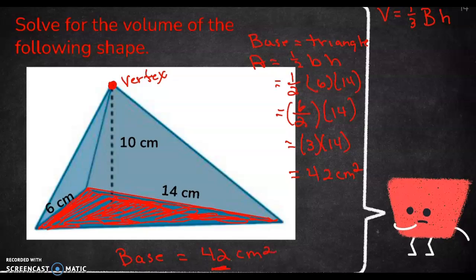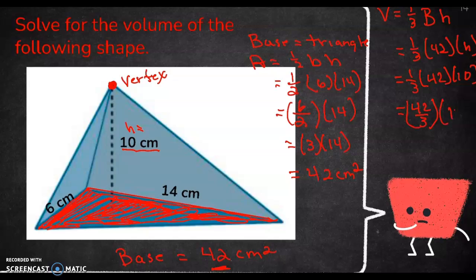Now I can take that value and substitute it back into my formula, which will be 1/3 times 42 times the height. I only have one more number left, which is 10. So 10 is my height right there. Again, if I'm multiplying by a fraction with a numerator of 1, it's the same as dividing by the denominator. So 42 times 1/3 is the same as 42 divided by 3. And then I'm going to multiply that by 10.